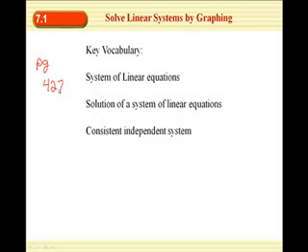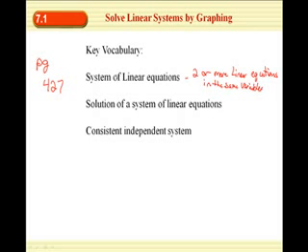It says a linear system is two or more linear equations. And this is right on the same page that we're on here. In the same variables. That means if one has an x and a y, the other one has an x and a y, or all of them have x and y's. You can't have a system where one has an x and a y and the other one has an s and a t. So they have to have the same variables.